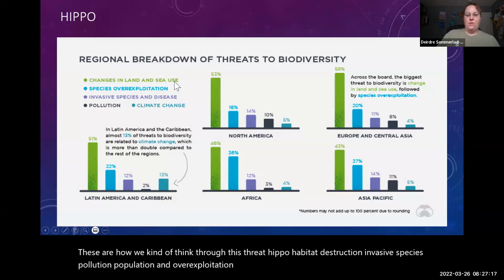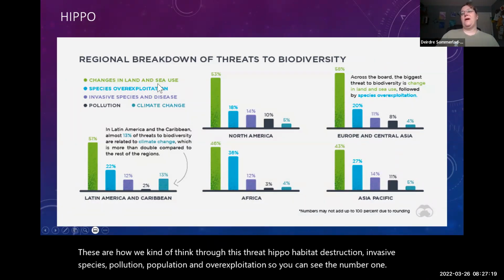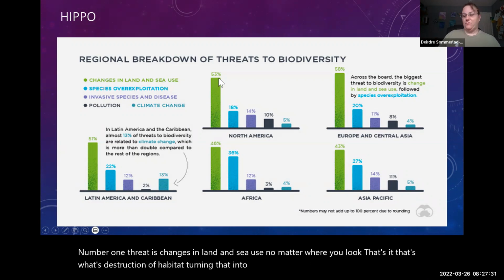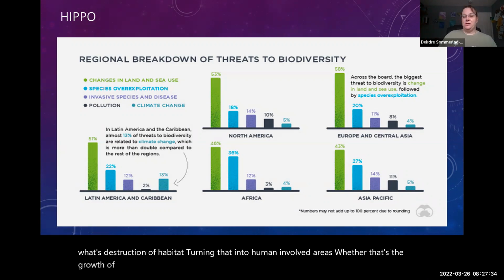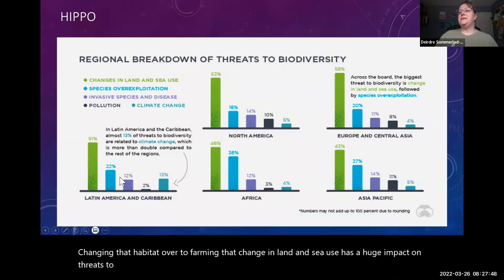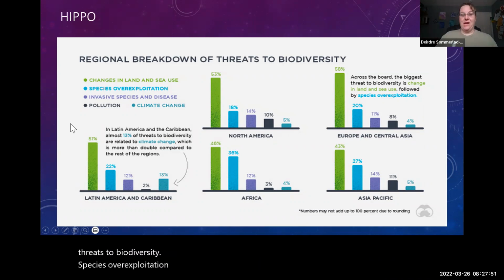So you can see the number one threat is changes in land and sea use. No matter where you look, that's it. That's destruction of habitat, turning that into human-involved areas, whether that's the growth of towns and cities, the use of extraction industries, or changing that habitat over to farming. That change in land and sea use has a huge impact on threats to biodiversity. Species overexploitation: overfishing, overhunting, the extinction of top predators, that comes into this.